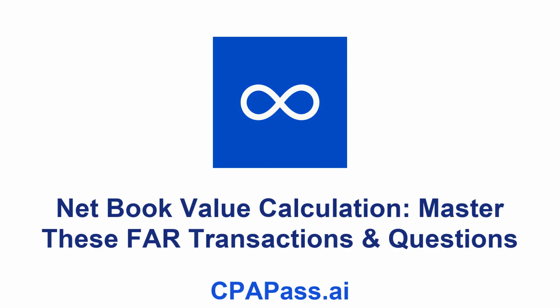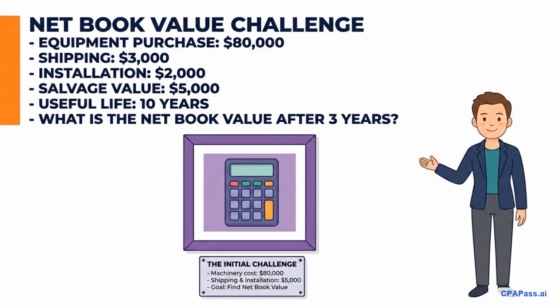Visit cpapass.ai. Today, net book value calculation. Master these FAR transactions and questions. Imagine facing a FAR simulation where a company purchases machinery for $80,000, incurs shipping and installation, and you must calculate its net book value after 3 years of straight line depreciation.